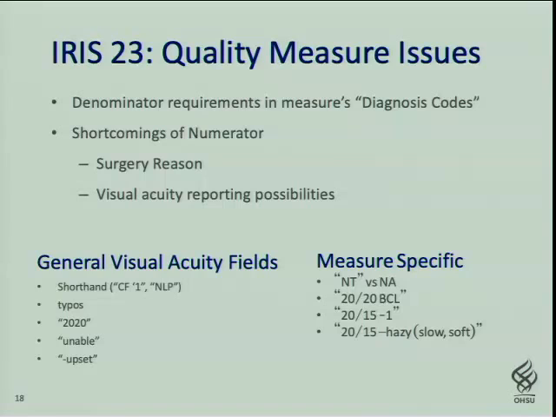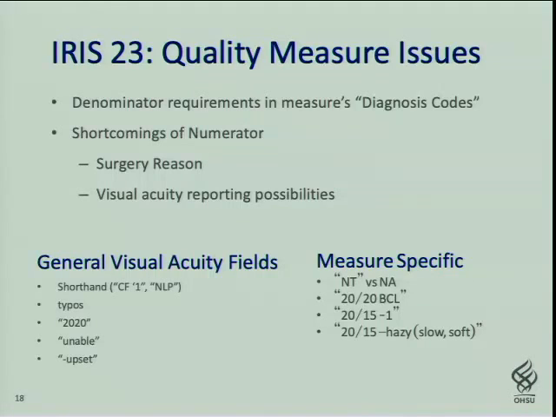Similarly, there were things like "unable," which was unclear whether or not the provider was unable to actually do the test or whether the patient was unable to see any of the letters. And similarly, there were entries that just said "upset," as if the patient was having a bad day and was not in the mood to do a visual acuity test.